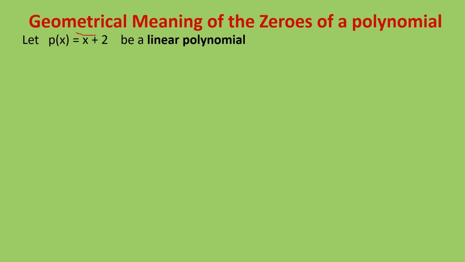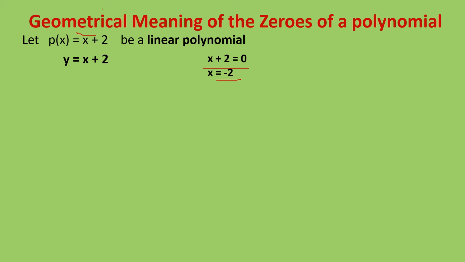Okay, so p(x) equal to x plus 2, we are writing y equal to x plus 2. Now if we have to directly find the zero, what will we do? We will put the polynomial equal to 0. That means x plus 2 is equal to 0, so x is equal to minus 2. So it is the zero of the polynomial.